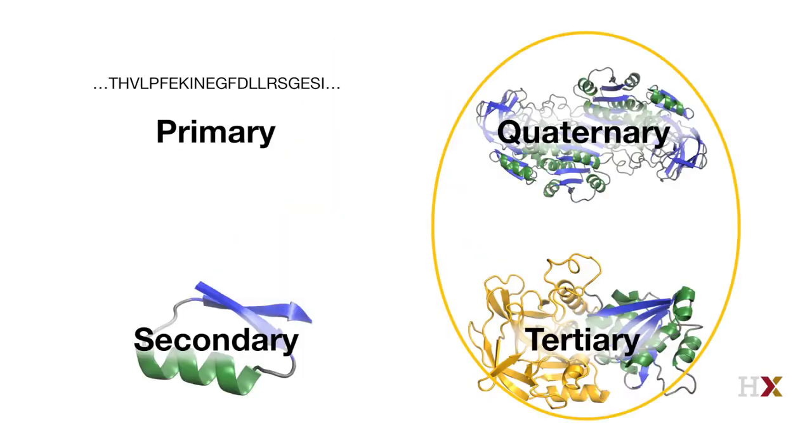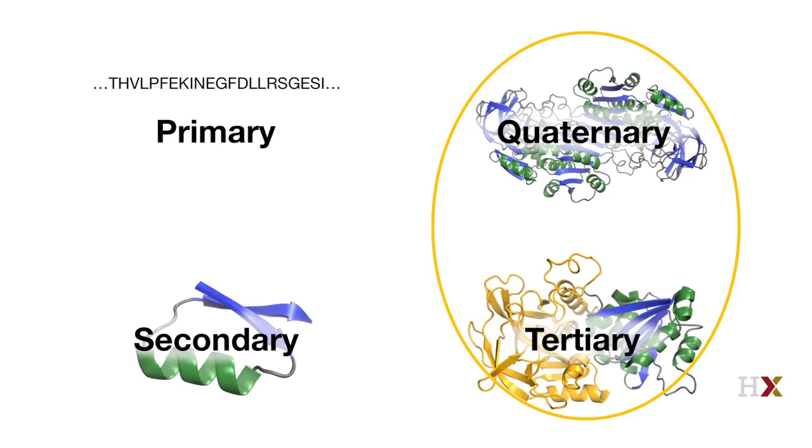In this video, we'll look at the final levels of protein structure, the tertiary and quaternary structure. Why are we doing tertiary and quaternary structure together? As we'll see, they're actually quite similar. They both describe the arrangement of a protein at a higher level than simple secondary structure.